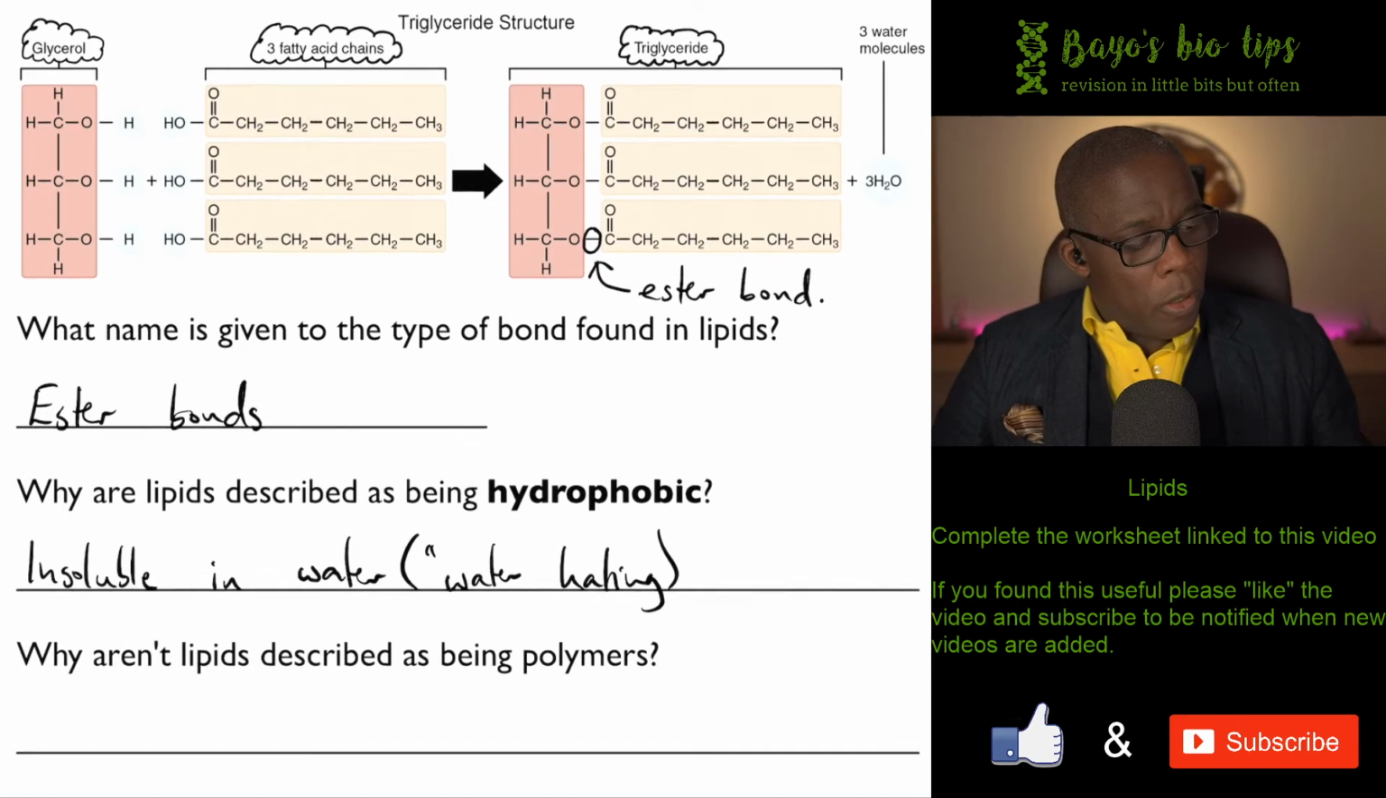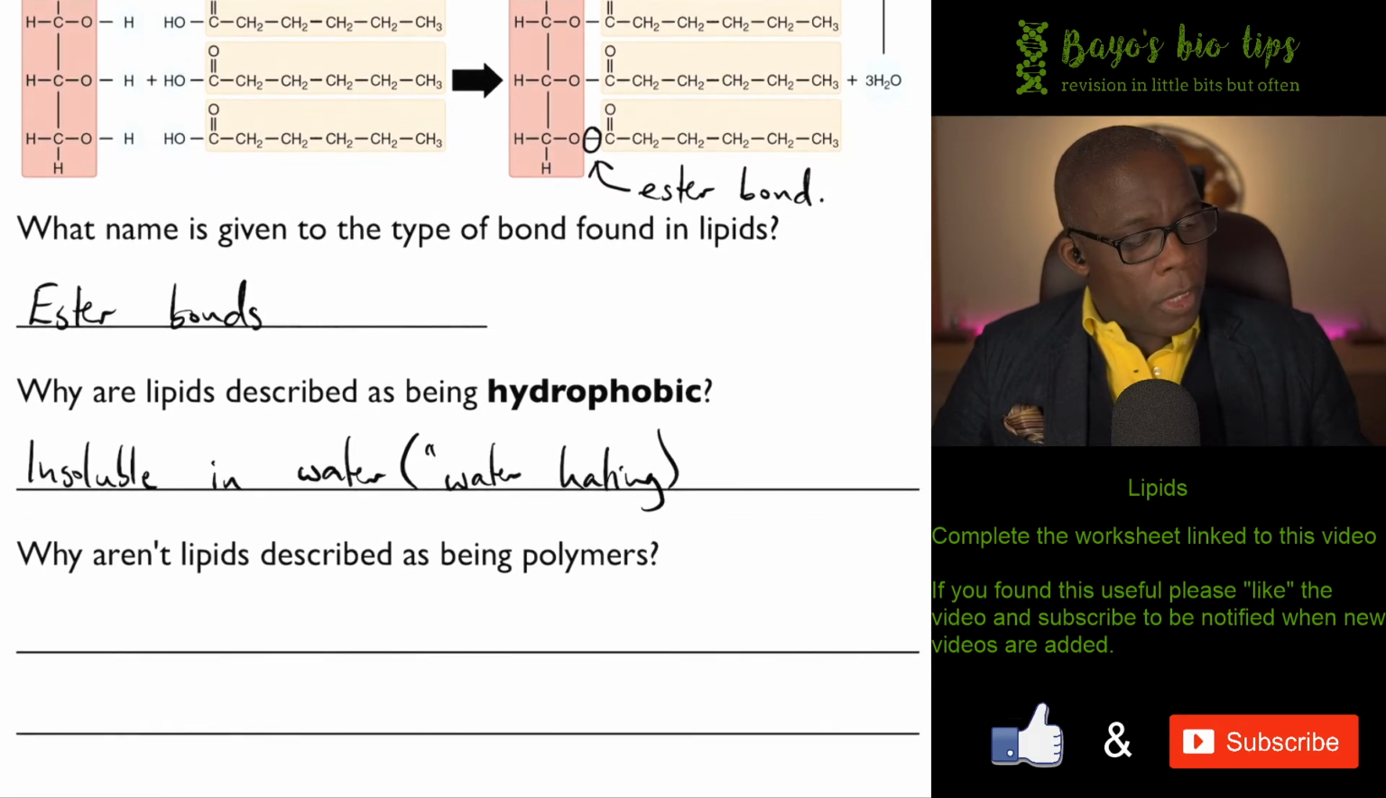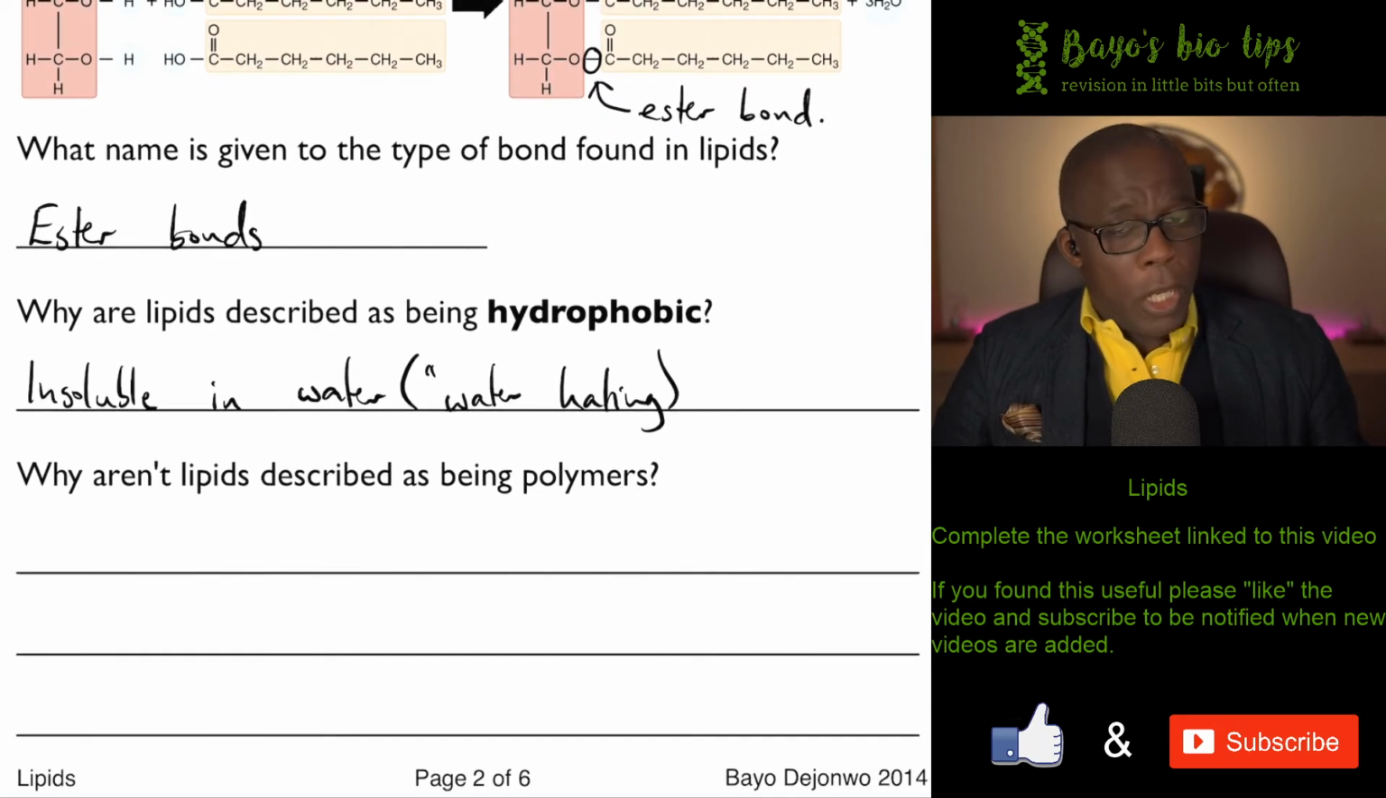Okay, why aren't lipids described as being polymers? So in our video on polysaccharides, we talked about polysaccharides as polymers. The reason they are polymers is because they're made up of multiple monomer molecules, and all the monomers are of the same type. So in a polysaccharide, all the monomers would be monosaccharides.